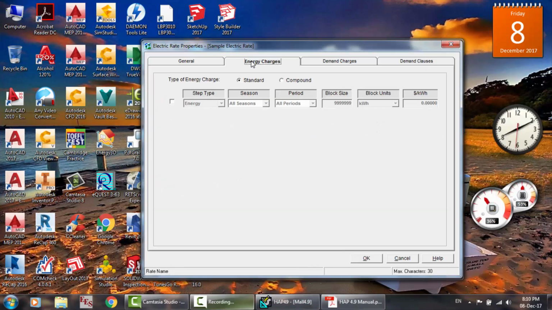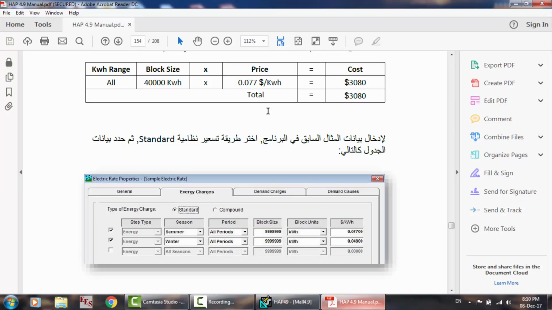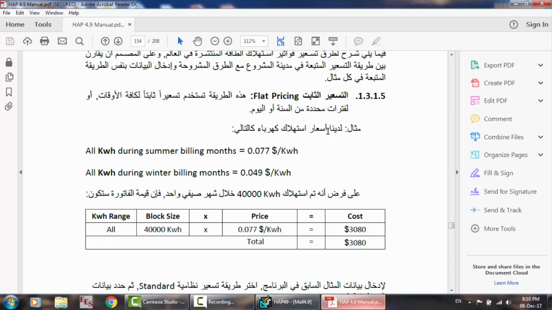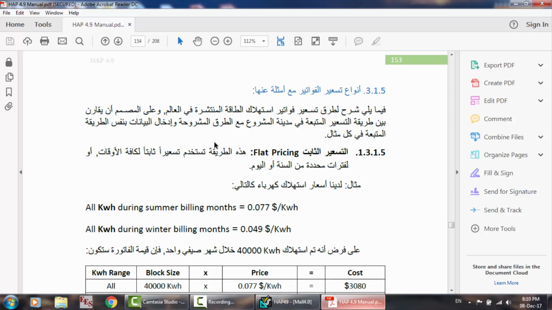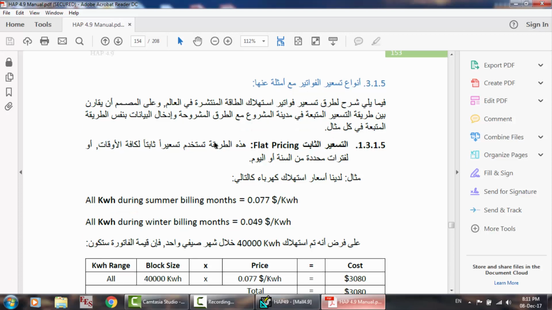So now for the energy charts, we have the type of energy chart, standard or compound. Here is the HAP manual, but it's in Arabic, by the engineer Osama Atif Khayata. This is not my manual, this is the manual of the engineer Osama. Sorry, this is in Arabic, but I'm going to tell you what's going on. Here we have many ways of billing all over the world, so the designer has to choose the optimum way for his project.